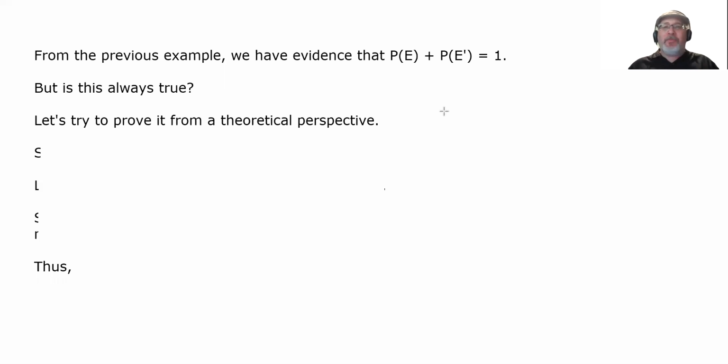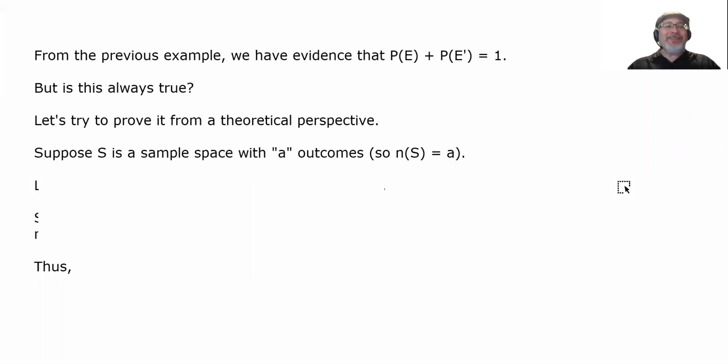So how do you prove something in general when you have a specific example? The answer is you try to remove as much specificity as possible, usually in the form of removing numbers and replacing them with generic numbers, aka variables. So let's see if we can prove this from a theoretical perspective. Let's suppose S is a sample space with A outcomes, so that the cardinality of S is equal to A, whatever number that may be.